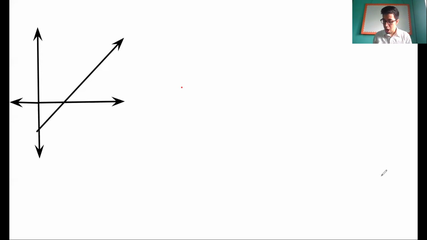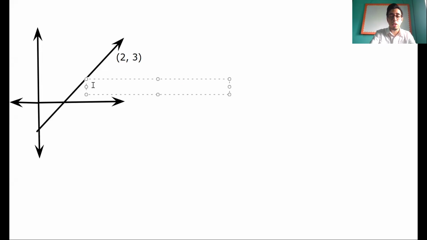So the points we have in here, the first point we have is 2, 3. 2 for x and 3 for y. So I'm going to write the coordinates in here, 2, 3. And for the other one, we have 1 for x and 1 for y. So the other point is 1, 1.